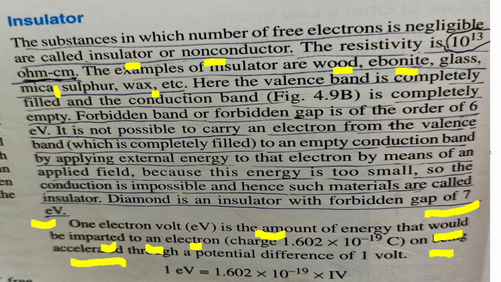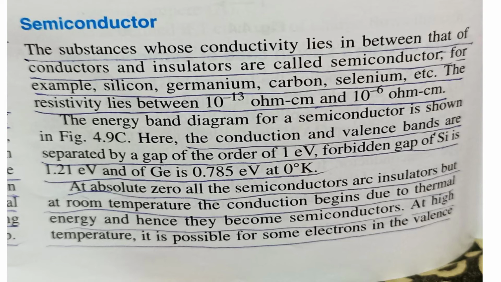Okay, so let's see the next one, and the next one is semiconductor. We can separate the word semiconductor into two words: semiconductor means it is partly a conductor. The substances which allow conductance in some circumstances, not always, are semiconductors. Substances whose conductivity lies between that of conductors and insulators are called semiconductors. For example, silicon, germanium, carbon, selenium. The resistivity lies between 10 to the power minus 13 ohm centimeter and 10 to the power minus 6 ohm centimeter.